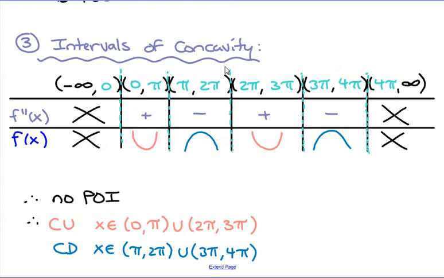or from 4 pi onwards, because we were only looking from 0 to 4 pi. So you'll notice that the original function is concave up from 0 to pi and from 2 pi to 3 pi. It's concave down from pi to 2 pi and 3 pi to 4 pi. And since there are only asymptotes, there will be no points of inflection.